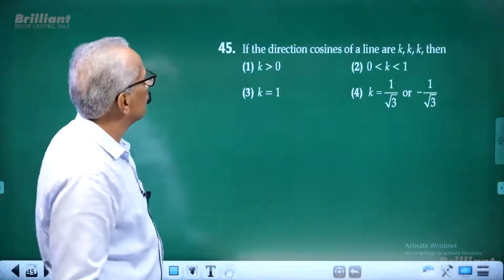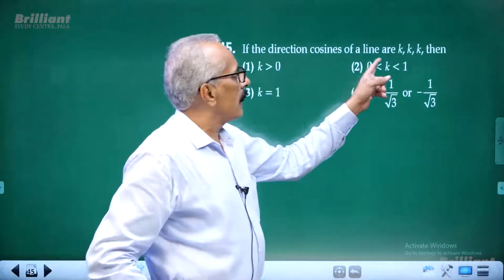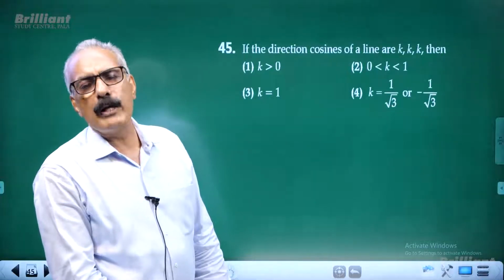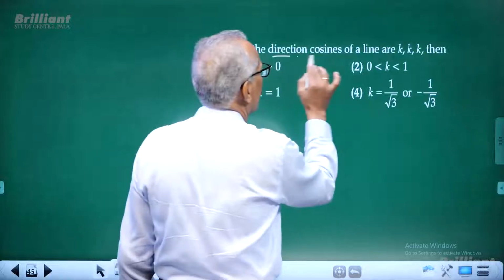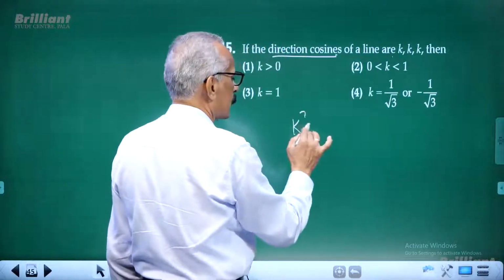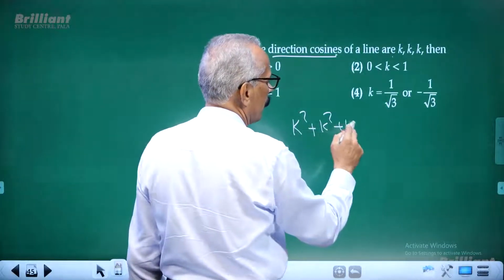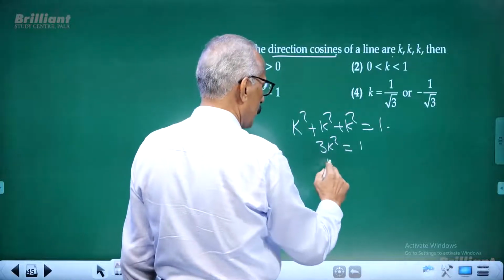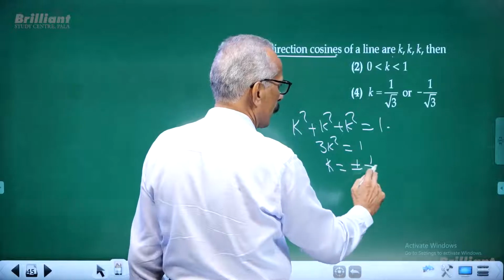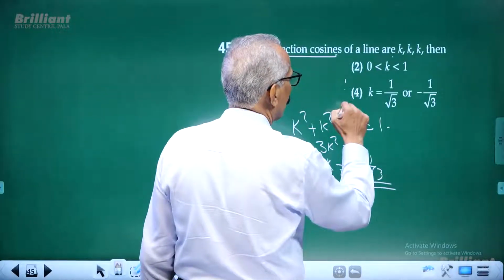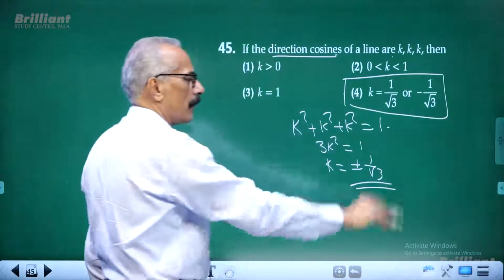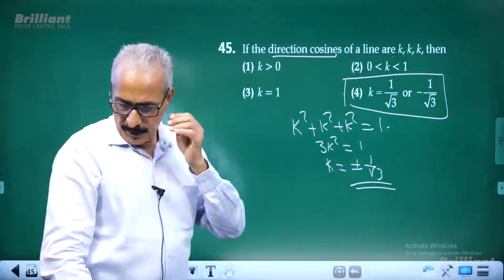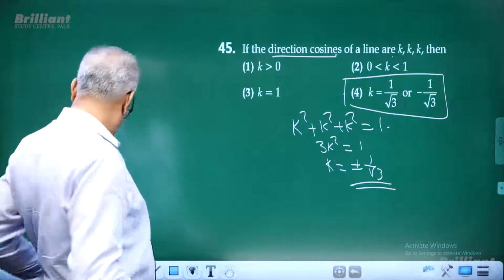On to 45. The direction cosines of a line are k, k, k. What's the condition for direction cosines? Sum of their squares should be equal to 1. Therefore, k square plus k square plus k square should be equal to 1. That is 3k square is equal to 1. Your k should be equal to plus or minus 1 by root 3. Sum of squares of the DC should always be equal to 1. 45, the answer is 4.